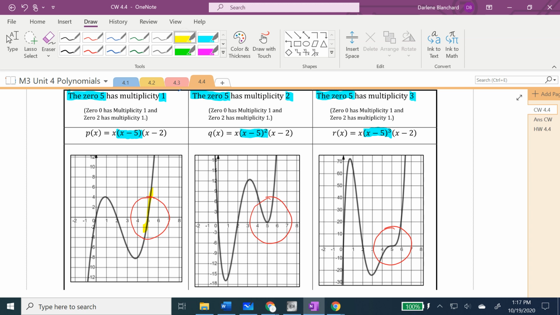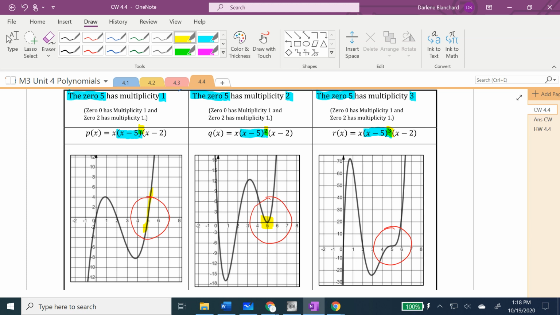When the multiplicity is 2, realize that when you square something, you force it to be positive. So that means that where a multiplicity of 1 and a multiplicity of 3 allow for a sign change to happen at x equals 5, an even multiplicity will not allow a sign change. The graph will bounce off the x-axis because it is unable to change from a negative to a positive or vice versa.